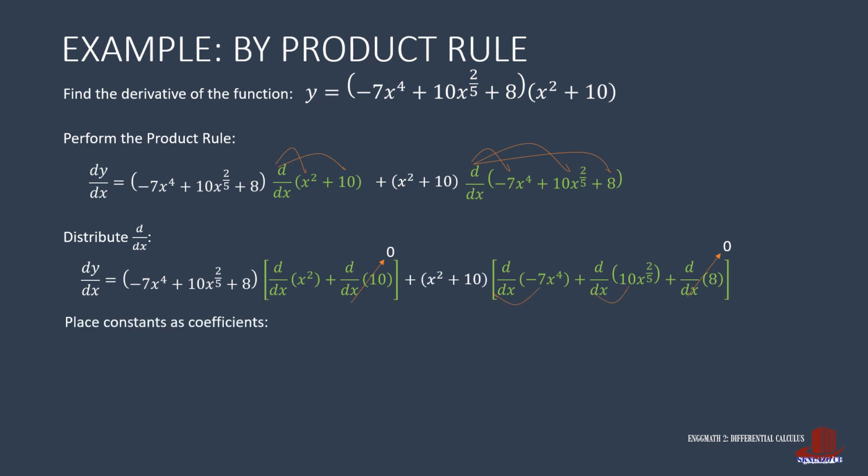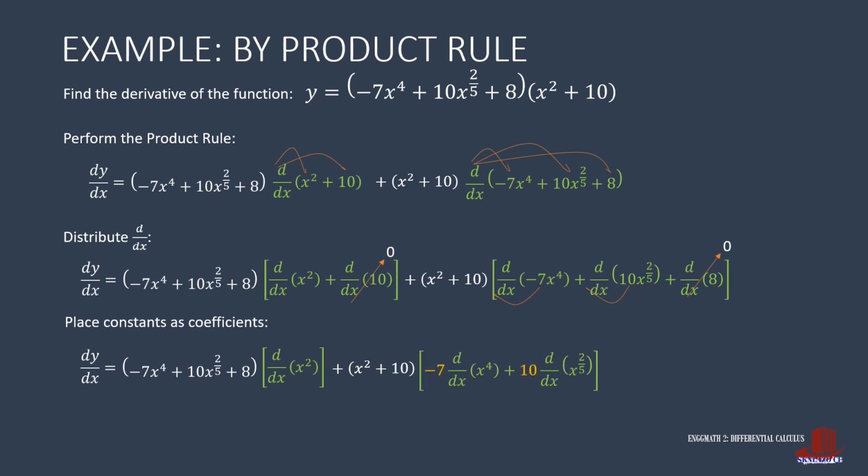Then continue the solution by moving constants before d over dx. dy over dx then has the copied first term times d over dx of x squared. There is no coefficient to be placed out, plus the second term times the processed trinomial. The first term has negative 7 placed apart from x raised to 4 and a constant 10 out of the term x raised to 2/5. Work further by using power rule.